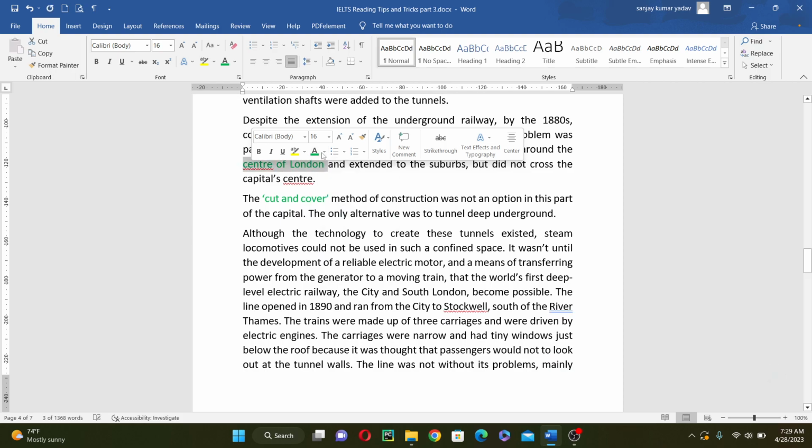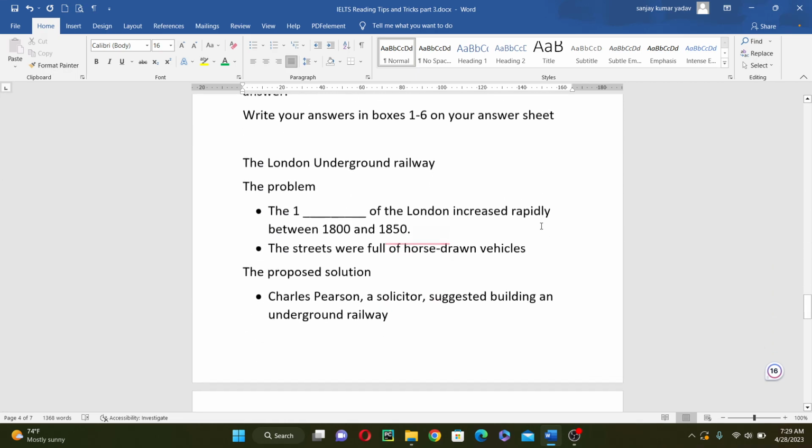So yeah, and extend to the suburb, but did not cross the capital center. Okay, did not cross the capital center. This cut and what is that cover? The cut and cover method of construction was not an option in this part. In this part means the center of London. So the only alternative was to tunnel deep underground. So definitely a different approach is needed.